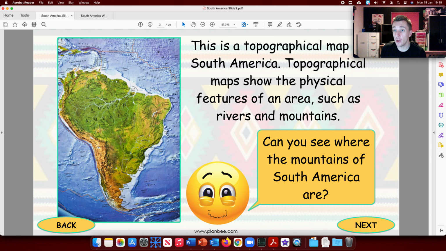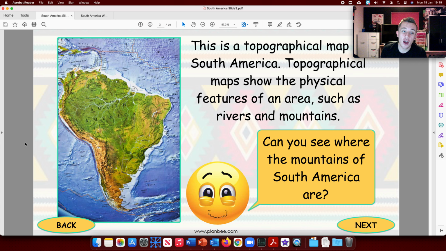Now, this is what's called a topographical map. Basically, it's a posh word which means it shows you the heights of different parts of a place. So in this case, we've got South America. From looking at this, can you guess which bits are showing the mountains? Bear in mind that the mountains will be the highest part. So which colour do you think is showing the mountains?